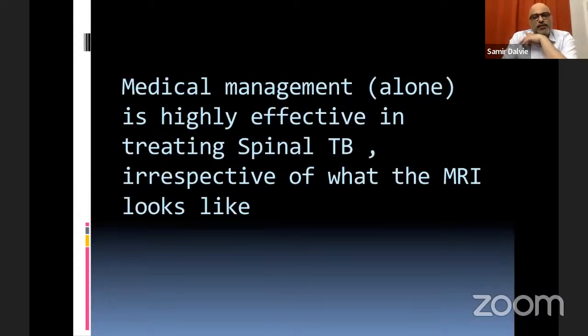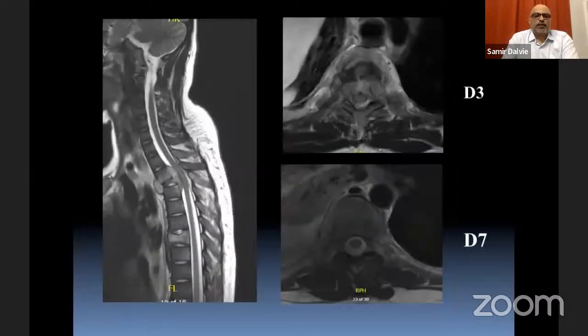So the medical management alone is highly effective in treating spinal TB, irrespective of what the MRI looks like. Initially I showed you the first patient we saw, who had these huge abscesses, 4-level involvement and huge cord compression, and anyone would say that it needs to be drained. Your first thought will be surgery. But the thing is that the AKT works so well in these cases that everything dries up and everything gets better. So this is one case.